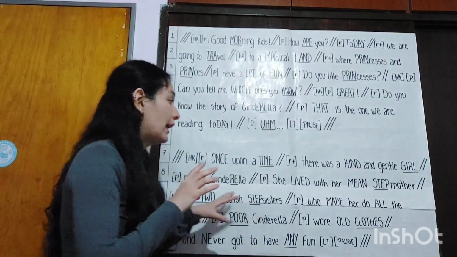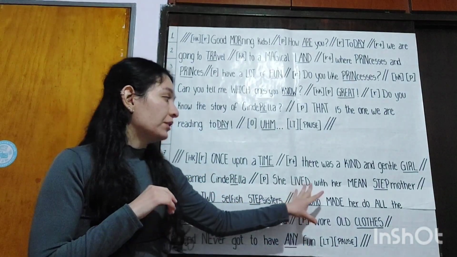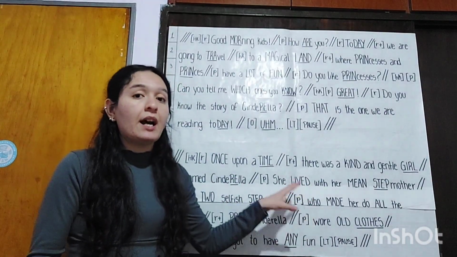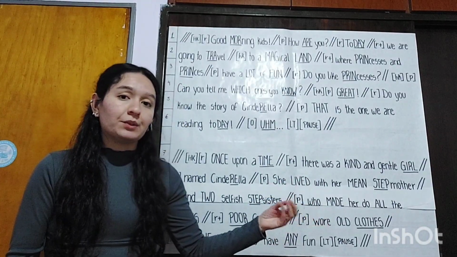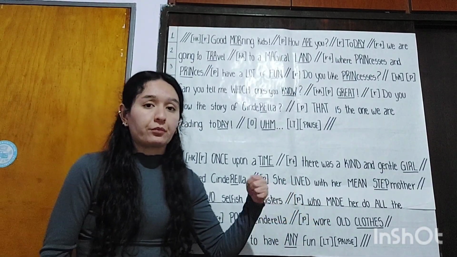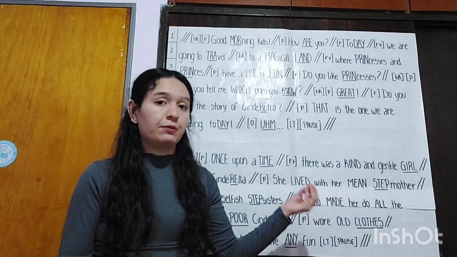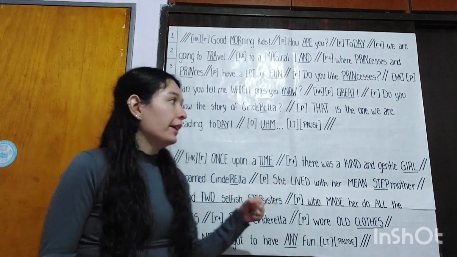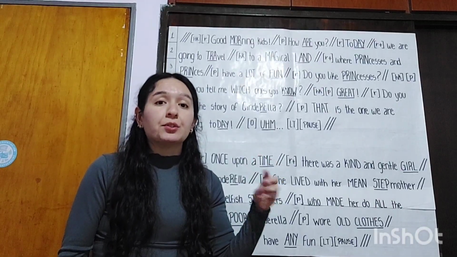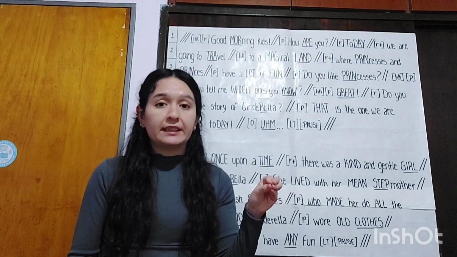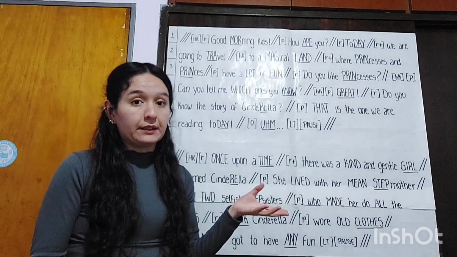For example, I used mid key in the second paratone since most tone units are adding information about Cinderella, who she was, who she lived with, what her everyday life was like. Then high key is a marked choice used to convey contrast, emphasis, and surprise.